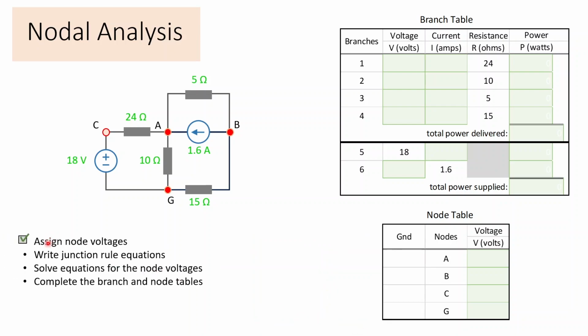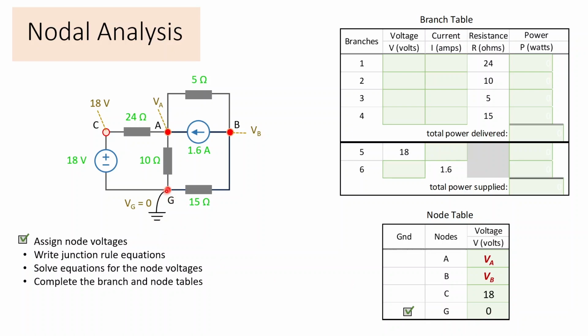So first we assign node voltages, right? We have our 4 nodes A, B, C, and G. And we assign volts with variables. Now, we also will start by grounding a node, and here I'm going to ground node G, right? We can ground any of the 4. I'm going to choose to ground G, which means by definition it has 0 volts.